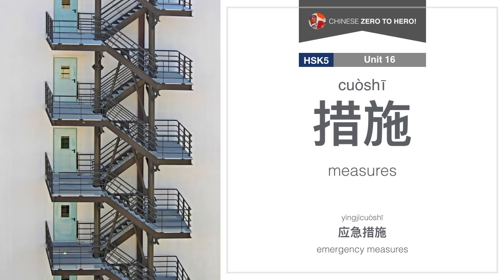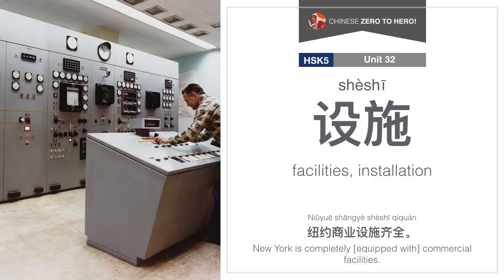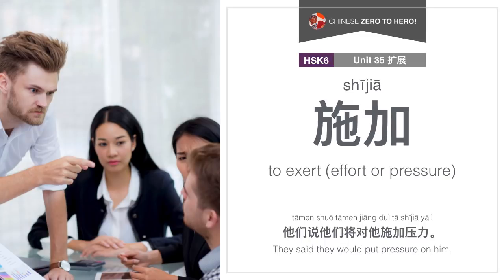In HSK 5, we learned 措施 meaning measures, as in emergency measures. 应急措施, emergency measures. In HSK 5 Unit 32, we also learned 设施 meaning facilities or installation. For example, 纽约商业设施齐全. New York is completely equipped with commercial facilities. In HSK 6, we learned 施加 which means to exert effort or pressure. 他们说他们将对他施加压力. They said they will put pressure on him.